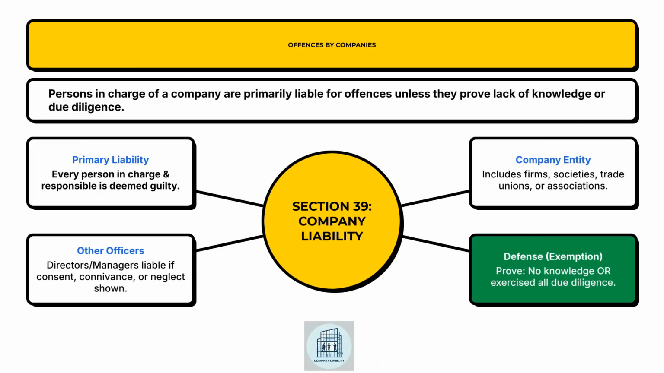When an offense is committed by a company, liability does not rest solely on the organization. Section 39 provides that every person who was in charge of and responsible for the conduct of the company's business at the time of the offense is deemed guilty, along with the company itself. However, such persons can escape liability by proving that the offense occurred without their knowledge, or that they exercised all due diligence to prevent it. Directors, managers, secretaries, or other officers may also become personally liable if the offense occurred with their consent, connivance, or negligence. Remember that the term company is broadly defined and includes firms, societies, trade unions, and associations.